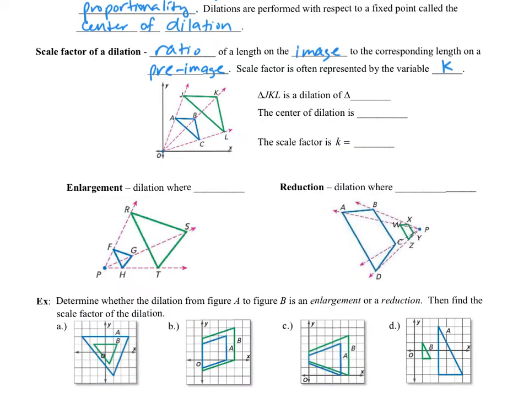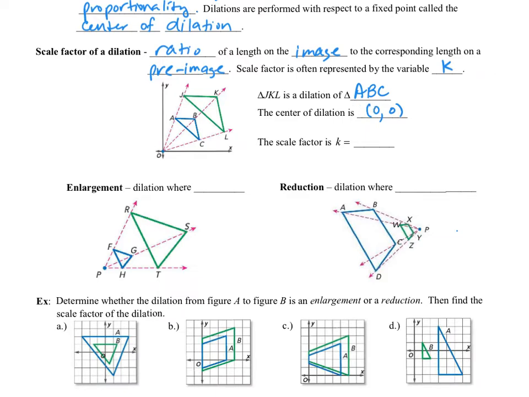So let's take a look at this example where triangle JKL, this green triangle, is a dilation of triangle ABC. The center of dilation is right here. It's at the origin, so our center of dilation is (0, 0). And the scale factor, remember from the definition, is a ratio of a length on the image, the new shape, to the corresponding length on the pre-image. So for example, we could take the ratio of JK to AB. JK and AB would correspond.